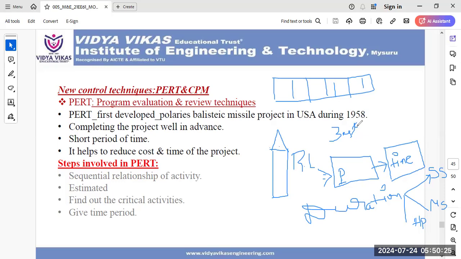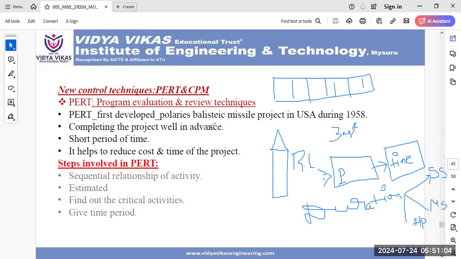This is the whole idea about PERT with certain examples. The whole idea about PERT is nothing but time requirement. Identify the time requirement to complete the project, which should be minimum time. It should reduce the cost, time, and resource. That is the whole idea. PERT was first developed for the Polaris ballistic missile project in the USA during 1958. Of course, PERT is used in missile projects, army projects, those things. CPM is used in normal projects like industry O&M operations.